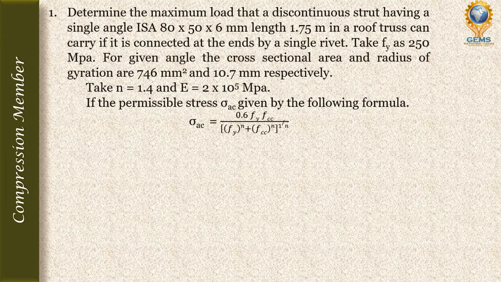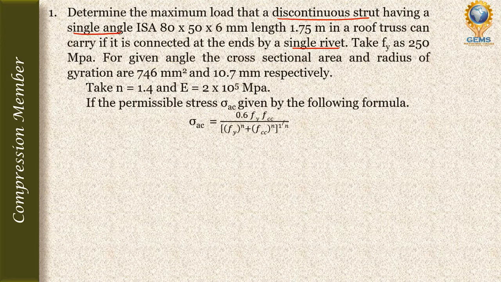Problem number 1. Determine the maximum load that a discontinuous strut having a single angle ISA 80 by 50 by 6 mm, length 1.75 meter in a roof truss can carry if it is connected at the ends by a single rivet. Take Fy as 250 megapascal.